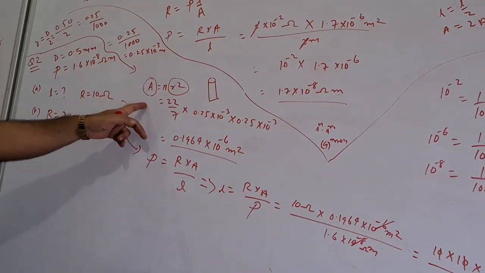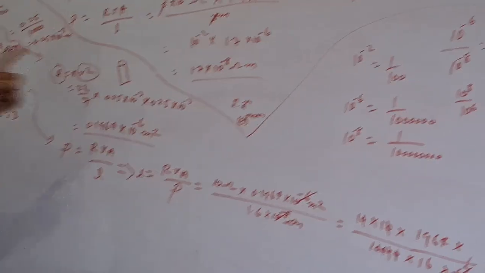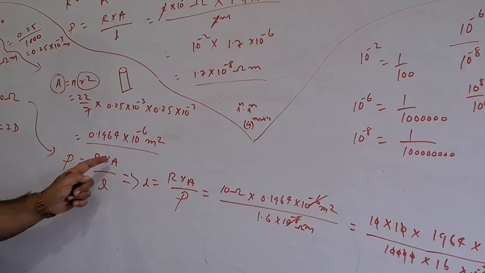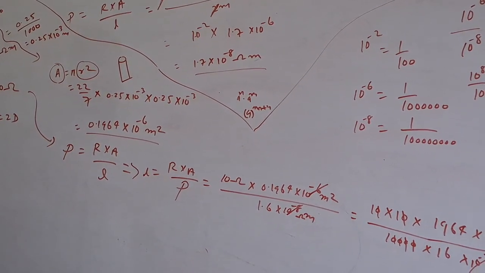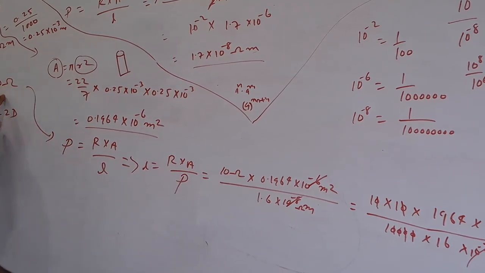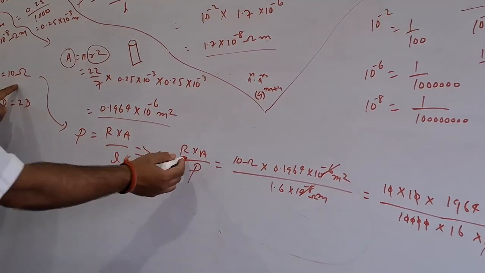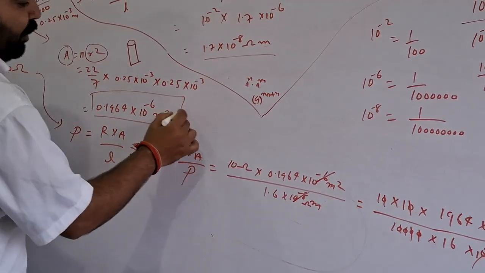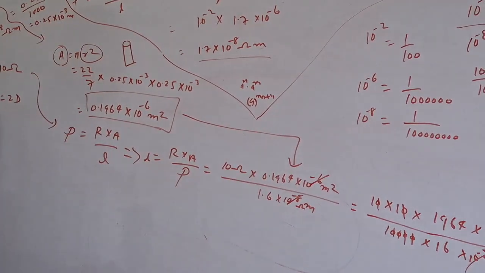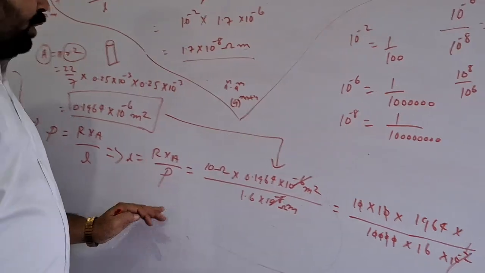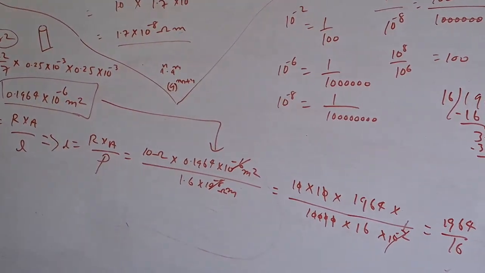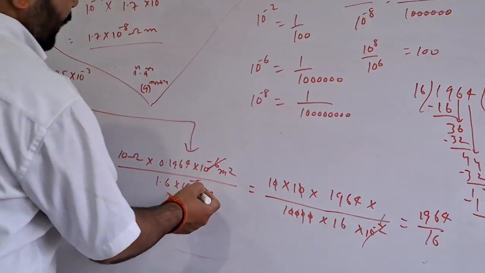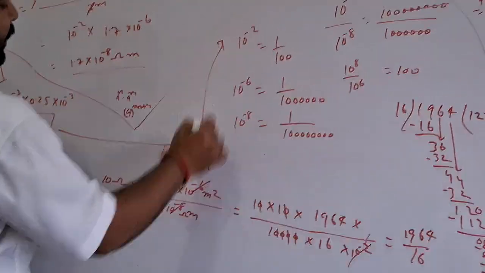So let's see. First you just understood how I got the area. Now rho is equal to, you know, R into A by L. Same formula. We have the data: R is equal to 10 ohm for the first question, and the cross-sectional area we just got from here, transported to here. Now we know the value of rho, 1.6 into 10 to the power minus 8 ohm meter, is given. Now here is your calculation.